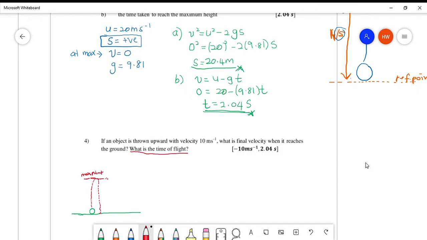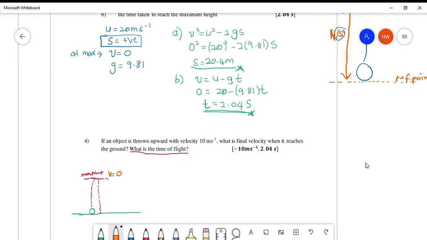Dia ada banyak cara macam mana nak selesaikan ni. Saya tunjuk cara yang asas. Okay, cara asas ni dia bantu awak untuk faham konsep lah. Okay, ini cara yang nampak macam panjang sikit, tapi dia adalah cara yang asas. Maksudnya kalau faham konsep, awak boleh jawab lah. So, kita tahu tadi dekat maximum point, velocity dia equals to 0.